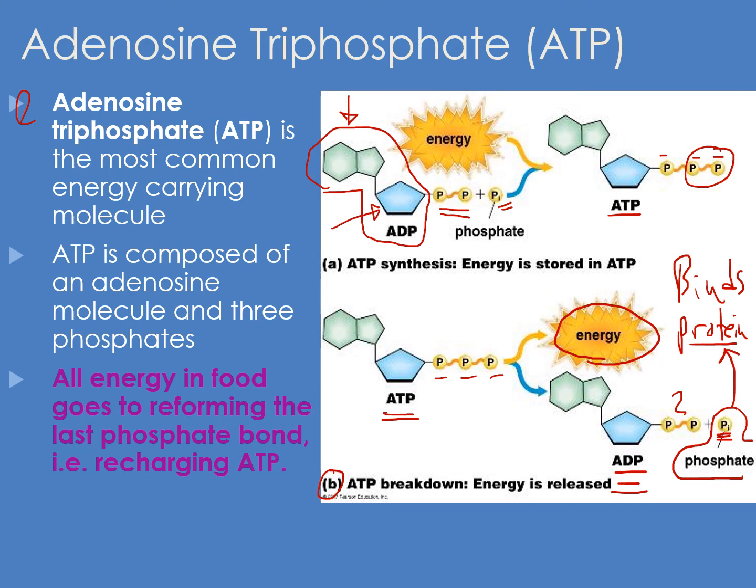Remember, we talked about the definition of energy right at the beginning of this lecture. That is the ability to get work done, and work is moving something. So with this example, that third phosphate can bind to a transport protein, and then that transport protein will move something, i.e. a molecule, up its concentration gradient.